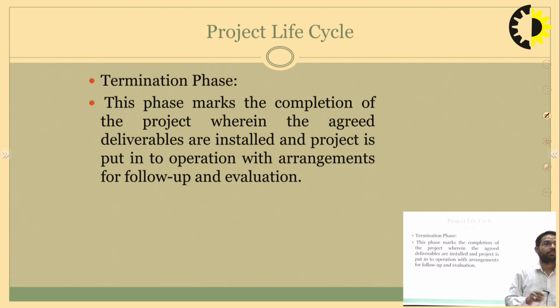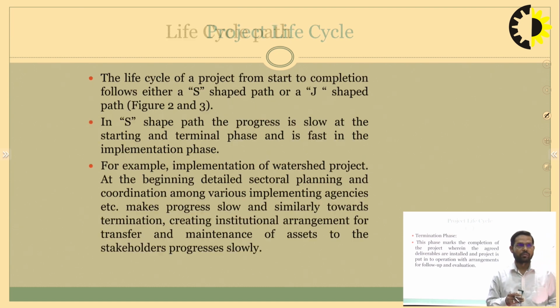Termination phase: this phase marks the completion of the project, where the agreed deliverables are delivered and installed, and the project is put into operation with arrangements for follow-up and evaluation. This means we have to close out the project and deploy it. So these are the four phases of the project life cycle.